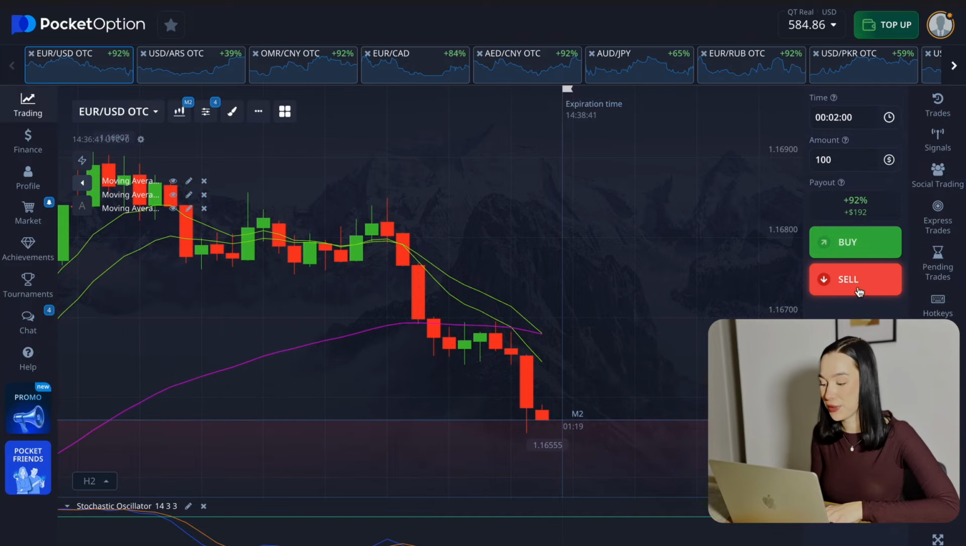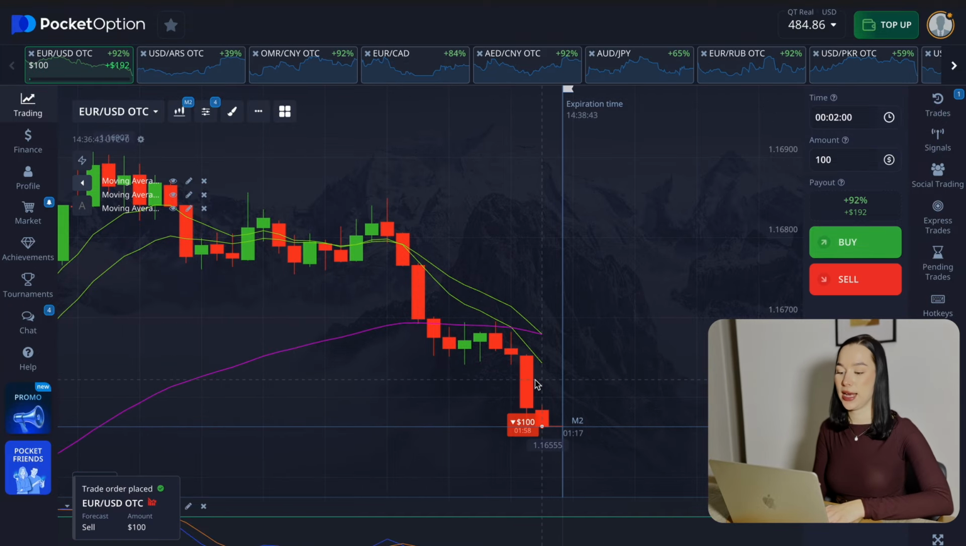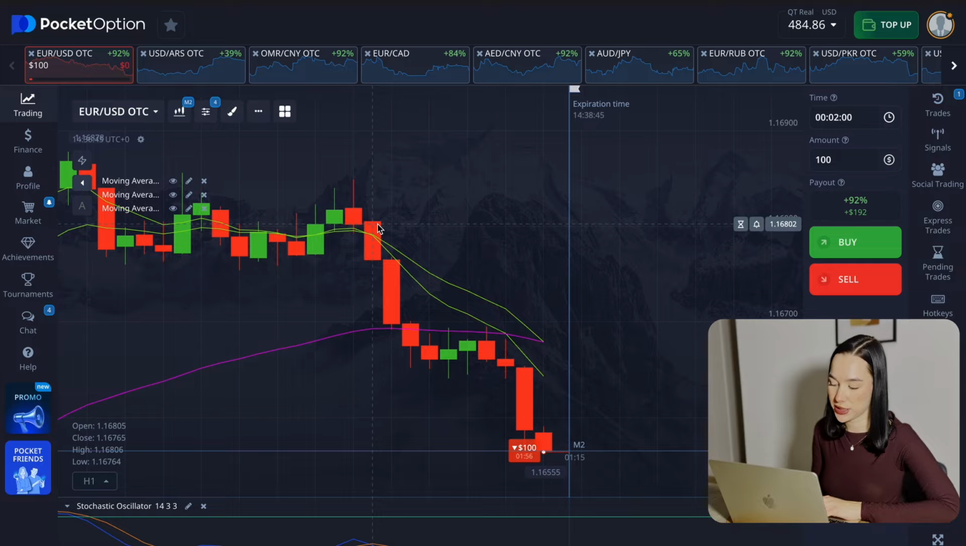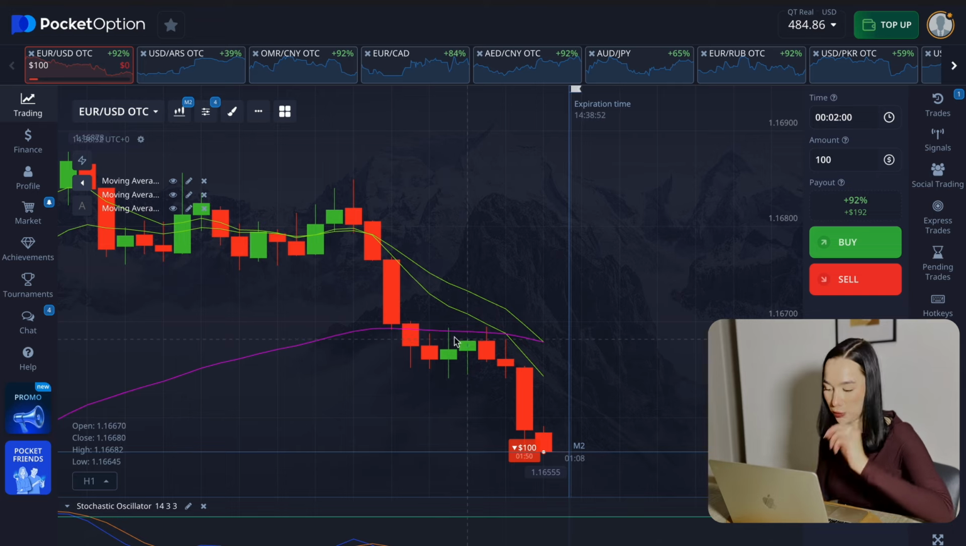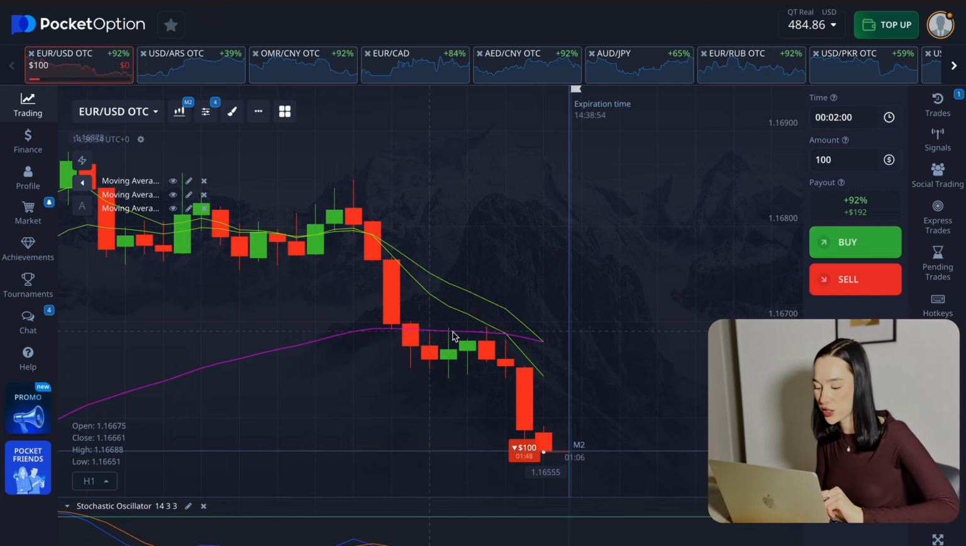Here is pretty good. Let's open here a sell trade for 2 minutes at EUR/USD OTC, and we can see that there's a downward trend going for some time already. Before it was some kind of sideways movement, but for now it's pretty good. And again, you can see 2 moving average lines crossing each other.